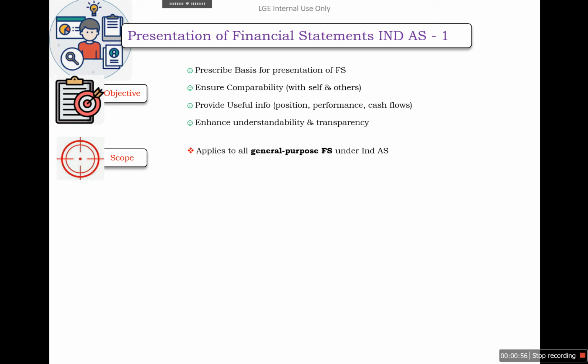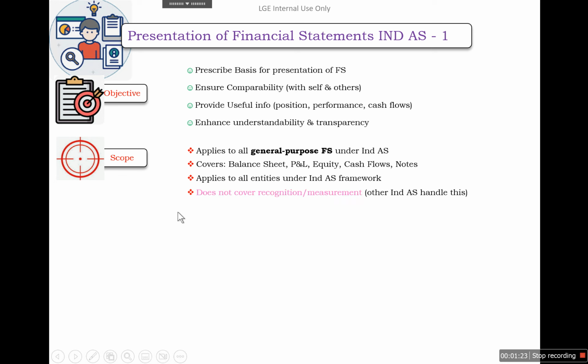The scope of Ind AS 1 is that it applies to all general purpose financial statements. It may not apply to specific purpose financial statements, but it applies to general purpose financial statements. It covers the balance sheet, profit and loss account, equity, cash flow, and notes. And it applies to all entities that are under the Ind AS framework that we have already discussed in our earlier videos, Introduction to Ind AS.